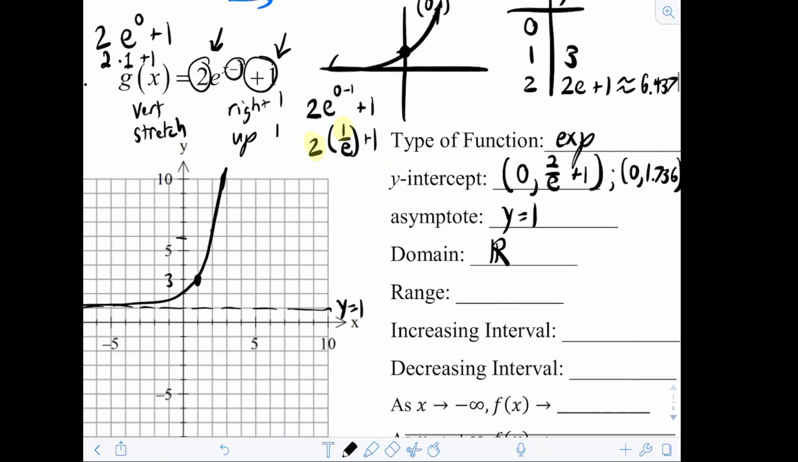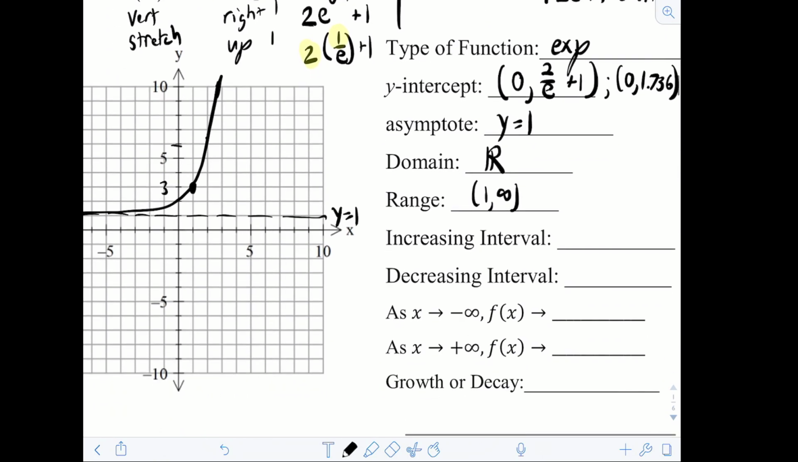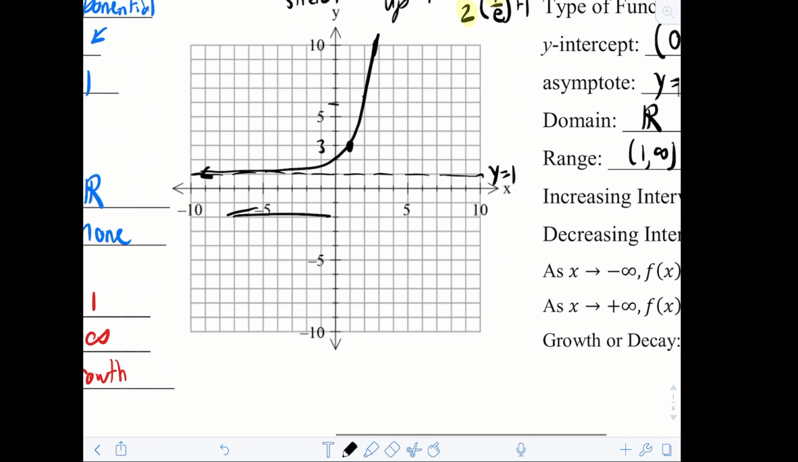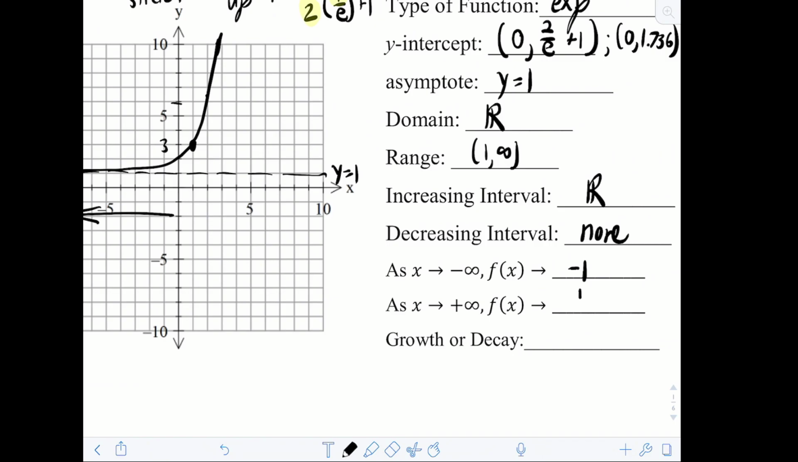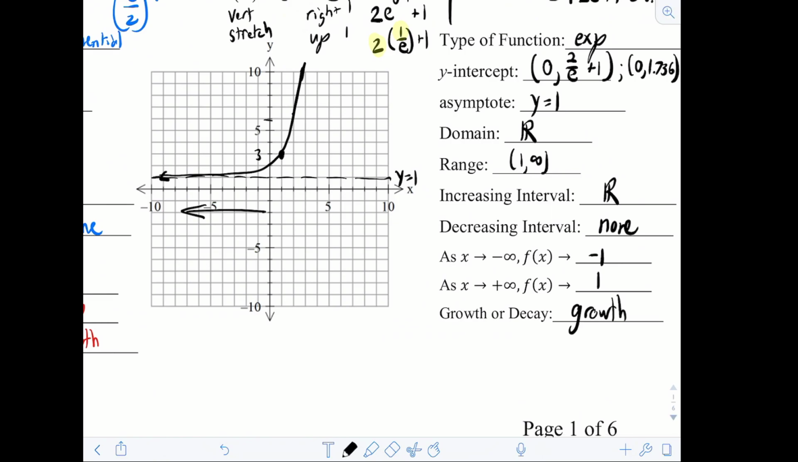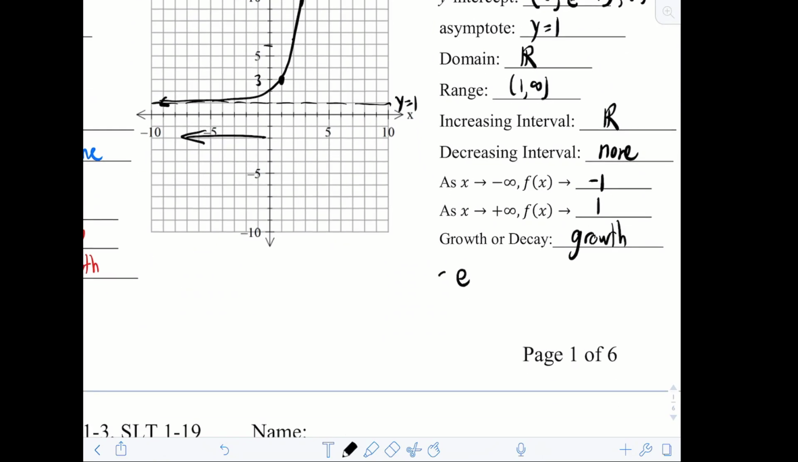Domain, all real numbers. Range, 1 to infinity. Increasing, all real numbers. Decreasing, I was just writing decreasing, this is none. As x goes to negative infinity, y goes to 1, because as we go in this direction, what is the y value that it gets closer to? That would be 1. And then growth or decay, this is still going to be growth. Because even though e is my base, it is greater than 1, because 2.718 is definitely larger than 1 for my b value, or the base of the exponential function.